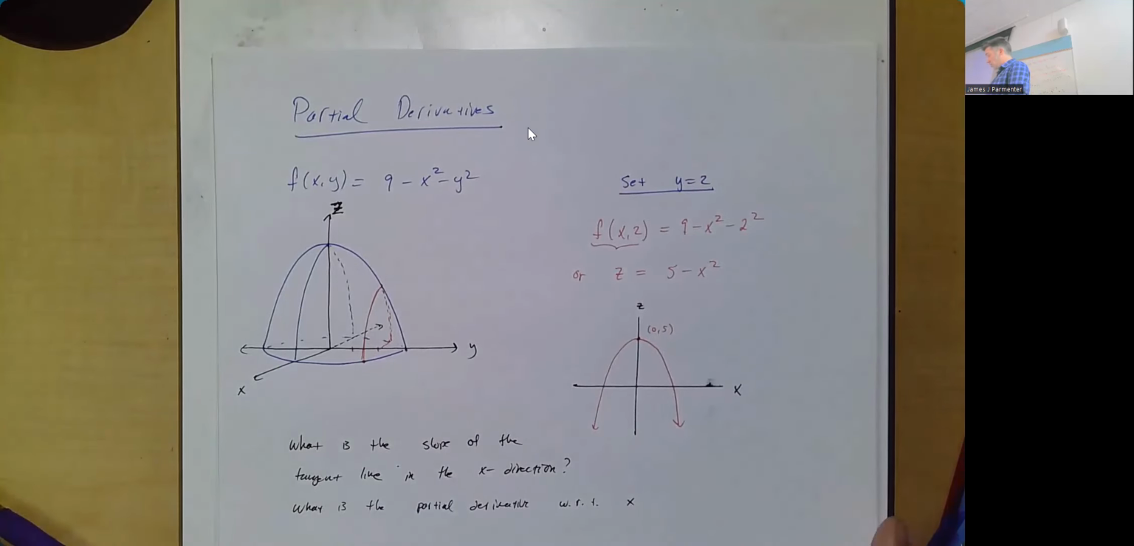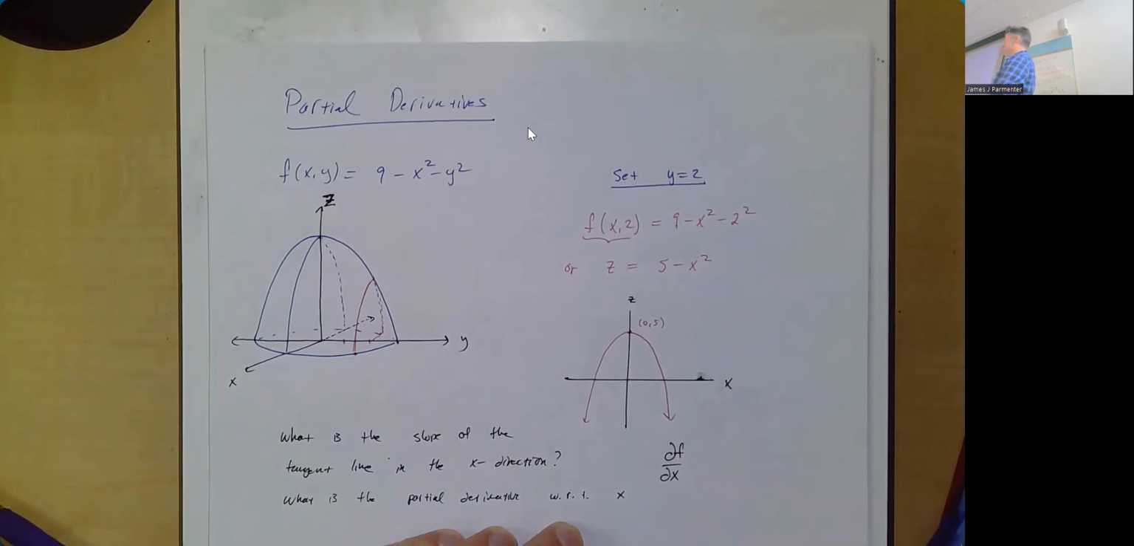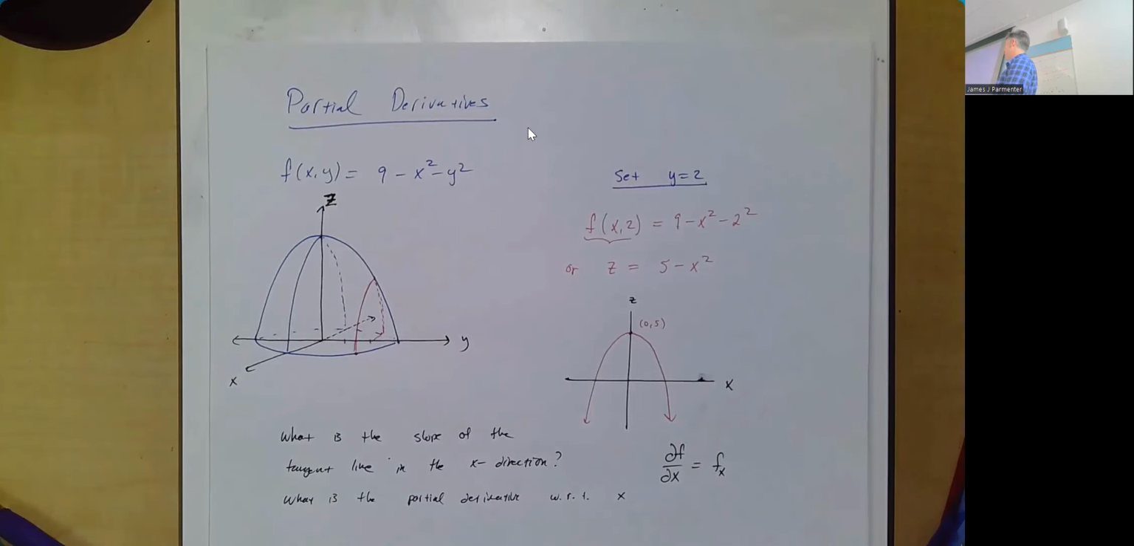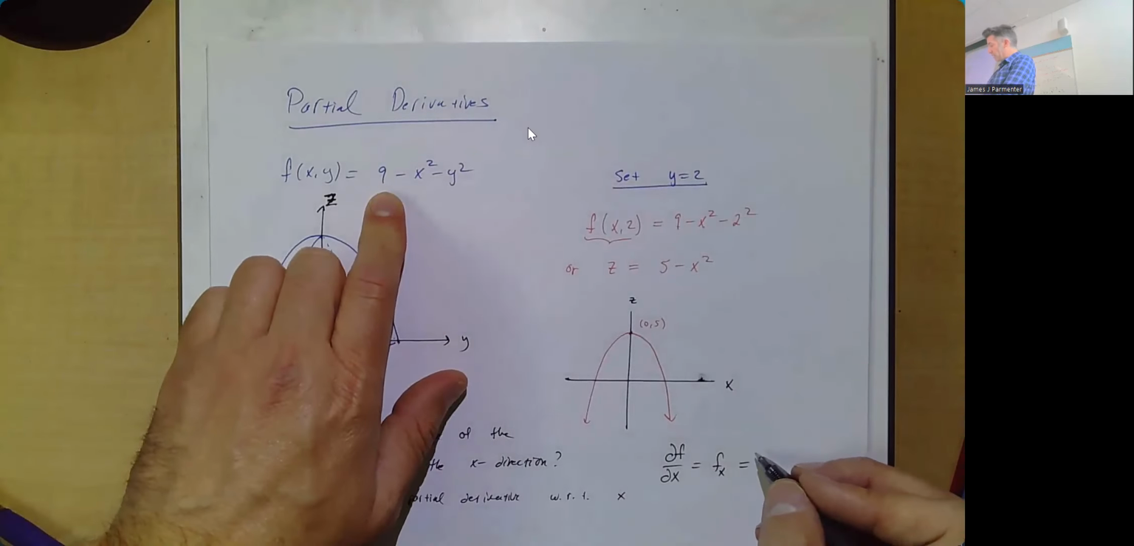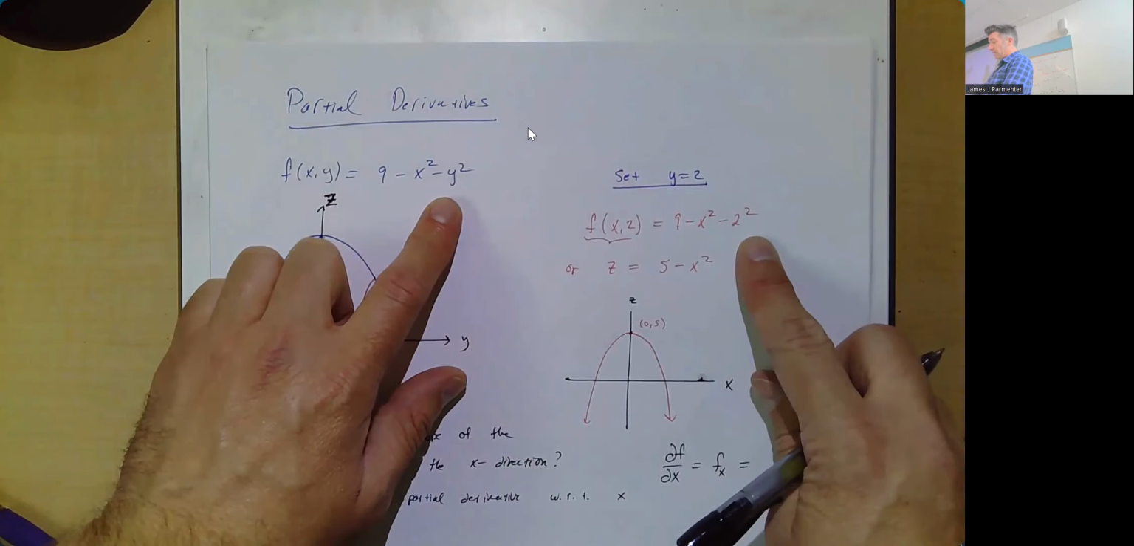Some different notations are, you can either write del f del x, not a d, it's a del, it's a little curlier. No one's going to notice if you accidentally write a d instead of a del. But a del means partial, whereas a d means your function is only a function of one variable, so it's the whole derivative, not a partial derivative. Another notation for this is f sub x, the partial derivative of f with respect to x. Either way, you're looking at your function, 9 minus x squared minus y squared, and you're treating y as a constant and taking the derivative.